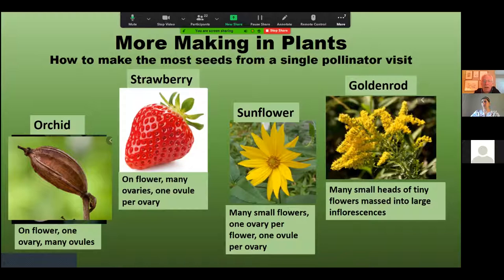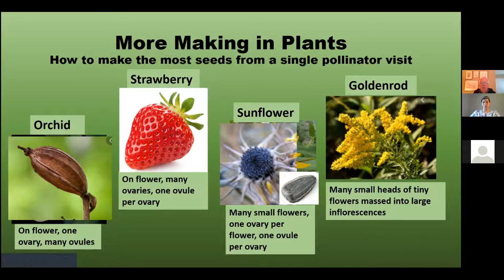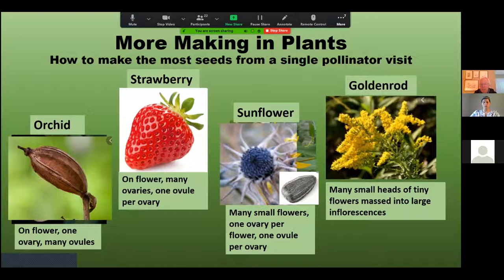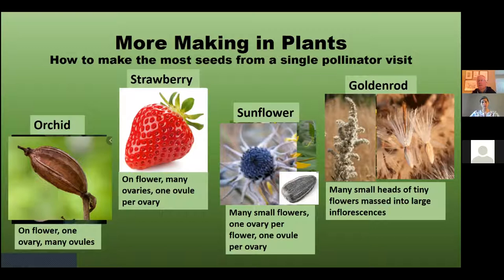With a sunflower, this is the composite seed head again. And so you have many seeds. One insect lands on a composite head and crawls around for a while looking for nectar, and they can pollinate many of the individual flowers and produce many seeds. And with a goldenrod, you have many seed heads. Again, insects land, they start crawling around up and down those clusters of flower heads and pollinate many seeds. And so there are all ways of efficiently using every single pollinator visit.